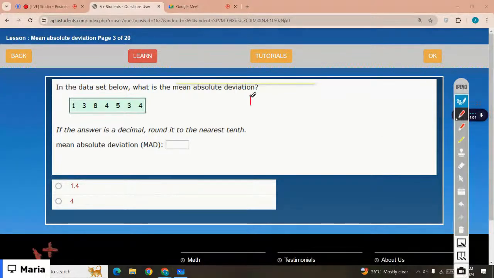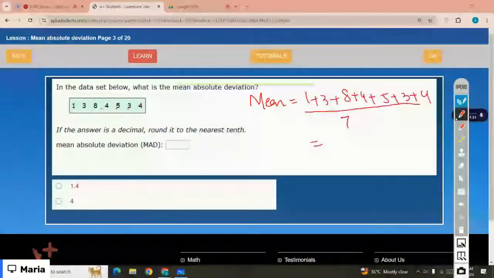For the mean, you need to add all these values, 1, 2, 3, 4, 5, 6, 7, divided by the 7, right? So let me just add. That is 1 plus 3 plus 8 plus 4 plus 5 plus 3 plus 4. 28. 28 divided by 7 is 4. The correct option is 4. So the mean value is 4, right?